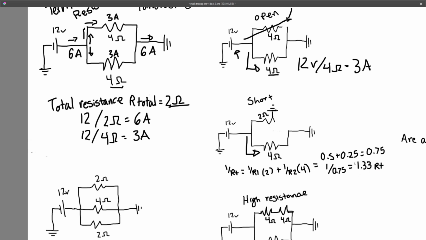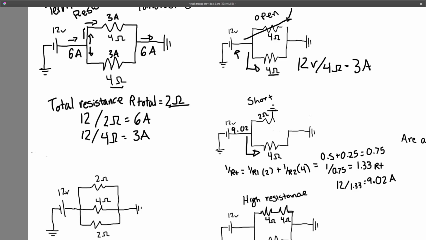It's going to be a little more tricky now because we're not using whole numbers for quick calculations. So that is our total resistance, which means 12 divided by 1.33. Let me just grab a calculator here real quick. 12 divided by 1.33 equals 9.02 amps. So that's the amperage coming through here.